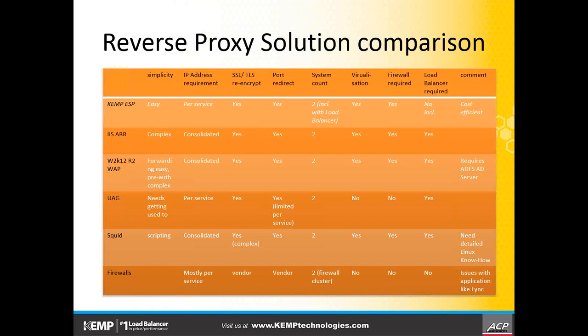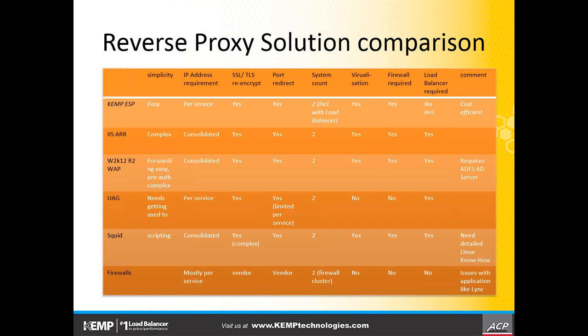A firewall in front of KEMP is still required because, as we said, a reverse proxy server is not a replacement for a firewall. But do we need a load balancer when we have KEMP in place? No. And that's one of the huge advantages. If you have KEMP already deployed, you don't need another load balancer, because you can either use KEMP as a reverse proxy with ESP, use it as a load balancer, or use both. So this makes the solution very cost efficient.